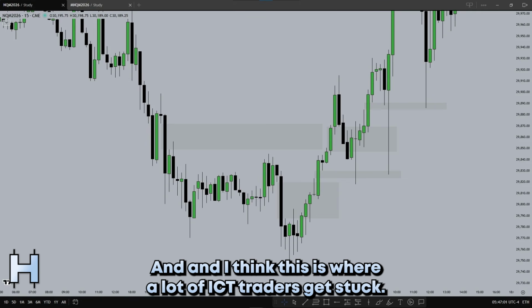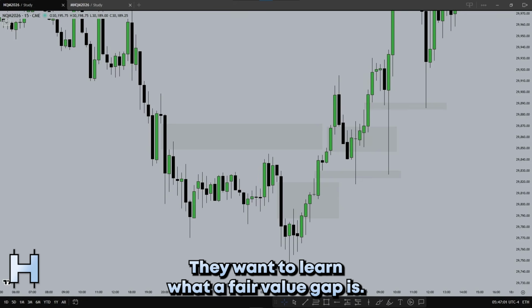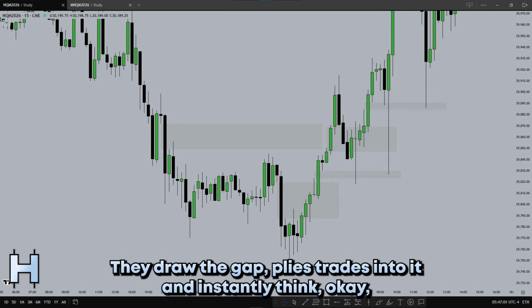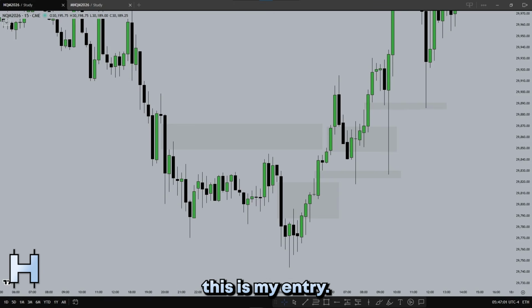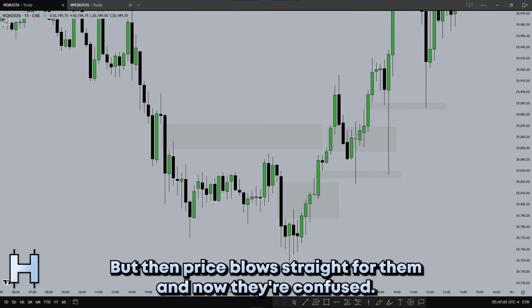And I think this is where a lot of ICT traders get stuck. They want to learn what a fair value gap is, they see displacement, they draw the gap, price trades into it and instantly think, okay, this is my entry, but then price blows straight through it, and now they're confused.